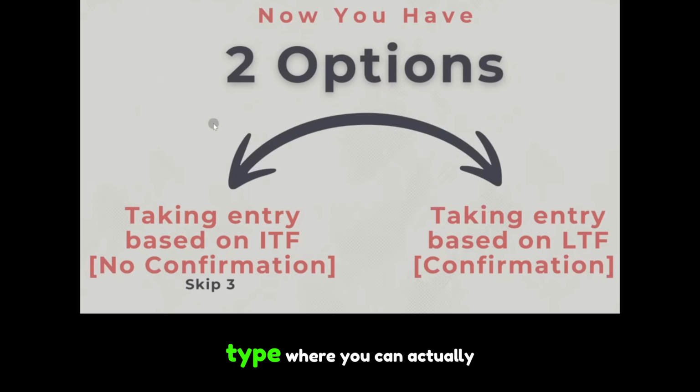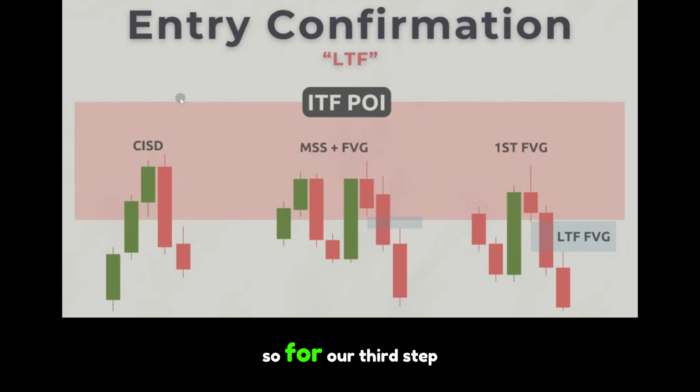By the way, this one, the no confirmation entry, is going to give you less reward to risk, but a lot of the time you're not going to miss trades. But then there is the entry on the lower time frame with a confirmation, and if you want to learn this, then you can go to the third step, and we're going to go from there. But if you are taking a no confirmation trade only based on the intermediate time frames, then you don't need to watch the third step. So for our third step, it's the entry confirmation, and that's going to be the lower time frame ones.